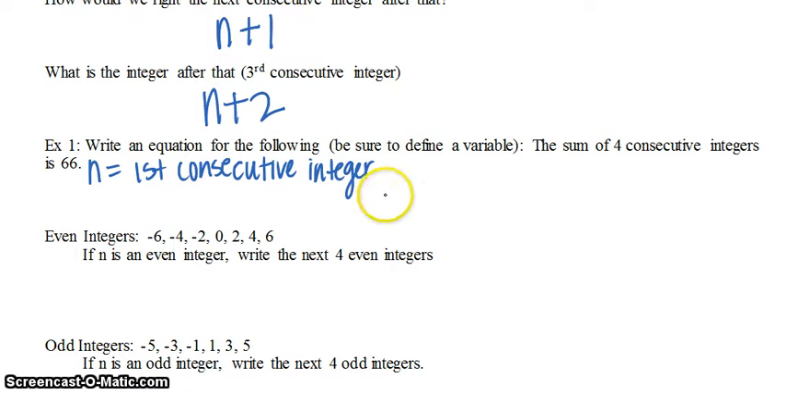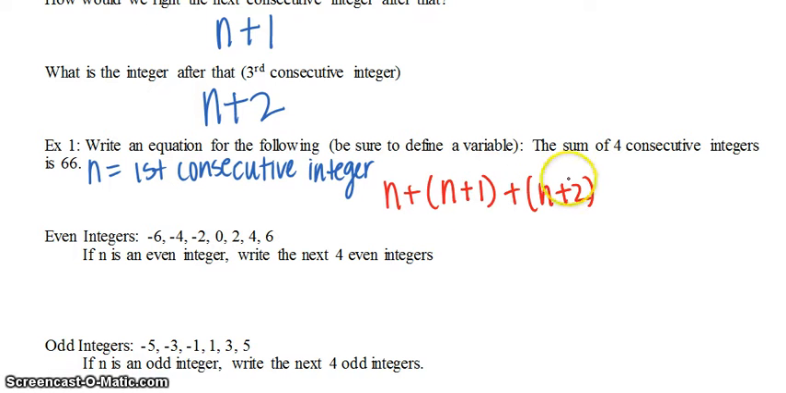If n is the first consecutive integer, I need the next one, which we said the next consecutive is n plus 1, right? We talked about that. The third consecutive integer is n plus 2. I'm putting them in parentheses only to show you that's the first number, that's the second number, that's the third number, but we need a fourth one, which is n plus 3, okay? And then we said the sum, so that's why we're adding them. And we said that it is 66. So all we're doing is writing the equation. So we're saying the sum of 4 consecutive integers is 66.